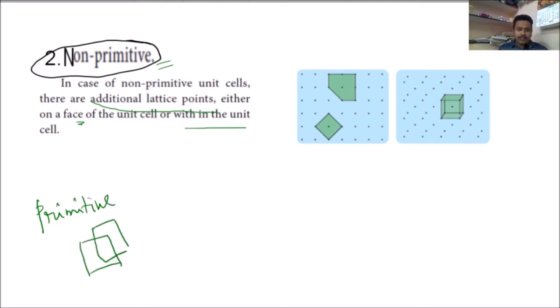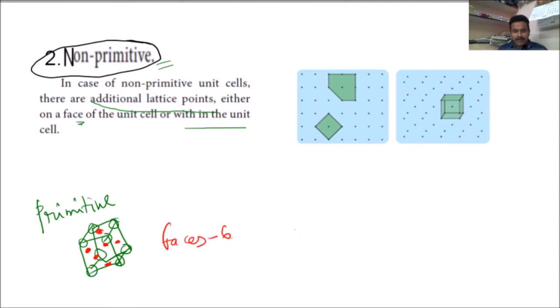This is my unit cell. This is one unit cell cube. Here all the corners are occupied. This is a primitive unit cell. In addition to this, the lattice point may be present on the faces. How many faces are there? For a cube, above one face, below one face, this side one face, this side one face, back side one face, front side one face. So overall in a cube, 6 faces are there. This is also called non-primitive.